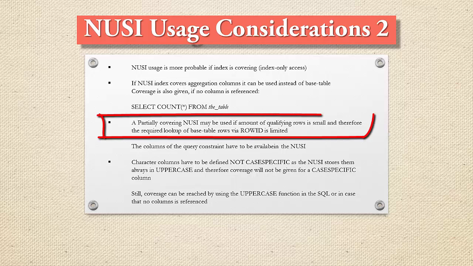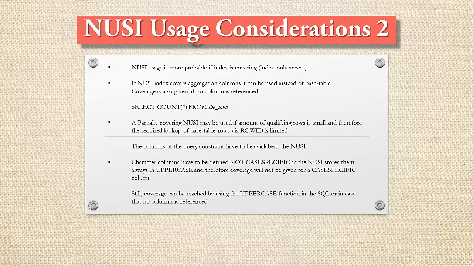Partially covering NUSI may be used if the amount of qualifying rows is small, and therefore the required lookup of base table rows via row ID is limited. Here, the columns of the query constraint have to be available in the NUSI. Note that this holds true for an optimizer that bases its decisions on recent statistics.